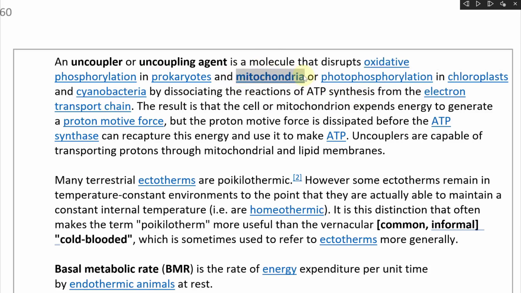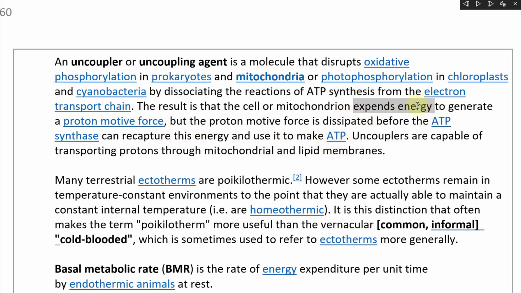So it dissociates the reactions of ATP synthesis from the electron transport chain, and in animals this would be the mitochondria. And the result is that the cell or mitochondrion expends energy to generate a proton motive force, but the proton motive force is dissipated before the ATP synthase can recapture this energy and use it to make ATP. And uncouplers are capable of transporting protons through mitochondrial and lipid membranes. So you dissociate these reactions, and it uses energy.